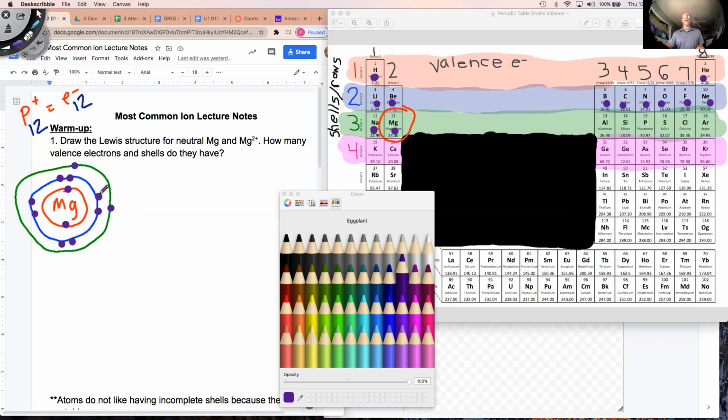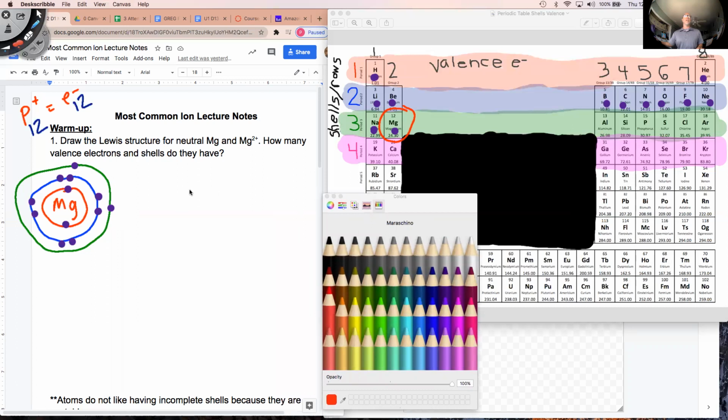Now, if we're going to draw from this, we're going to draw our Lewis structure. Remember, the Lewis structure is the symbol for just the electrons on the outside. Okay, just those valence electrons. How many valence electrons do we have? Let me highlight these in yellow for you. So you can see here, we're highlighting these in yellow. That's the valence shell because it's the outside shell, and we have 1, 2 electrons in the valence shell. So we're going to put 1, 2 electrons in our valence shell. And that is our Lewis structure.